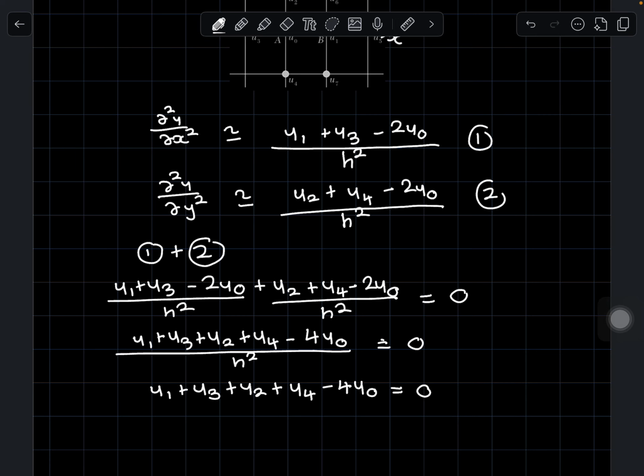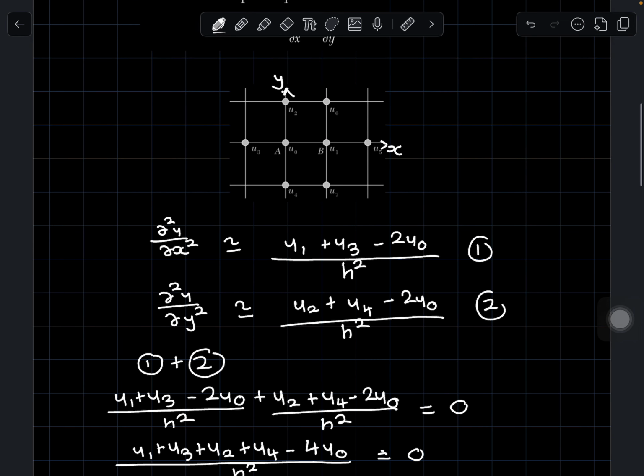Here we want to find out what is u naught. How do you find u naught? What happens here is we're going to bring this 4 u naught to the other side, and then we're going to have u1 plus u3 plus u2 plus u4. So what is u naught? Our u naught there is 1/4 of u1 plus u3 plus u2 plus u4. If you go back to our mesh, we're looking for u naught, so it's one step to the right, one step to the left, one step going up, one step going down, minus 4 u naught.